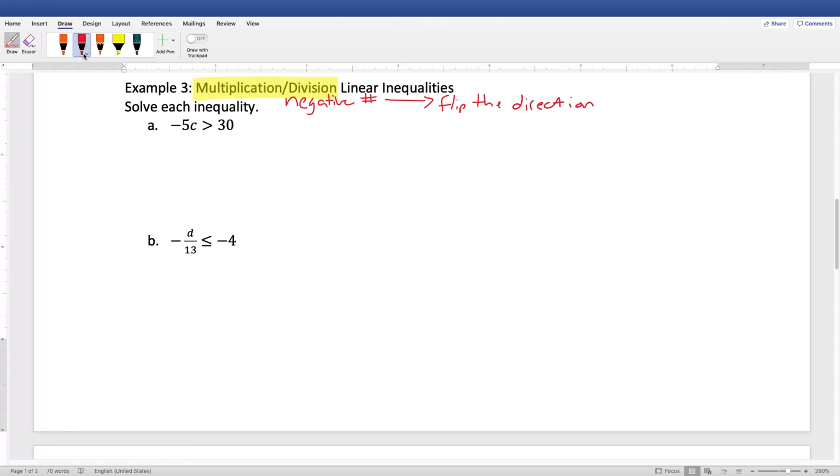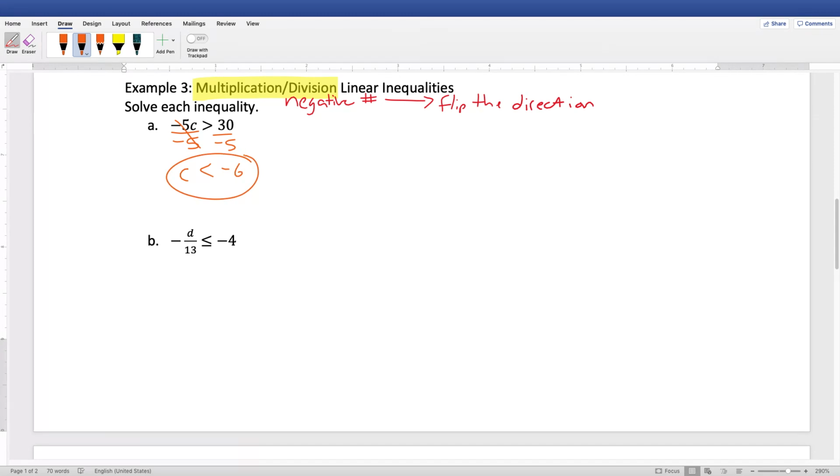So by taking a look here, we have negative 5c is greater than 30. To get c by itself, we have to divide both sides by negative 5. When you divide the left side by negative 5, you have to divide the right side by negative 5, and my negative 5s cancel. So I am left with c on the left side. Now, I divided by a negative number, so I need to flip the direction of my inequality sign. So c is now less than 30 divided by negative 5, which is negative 6.